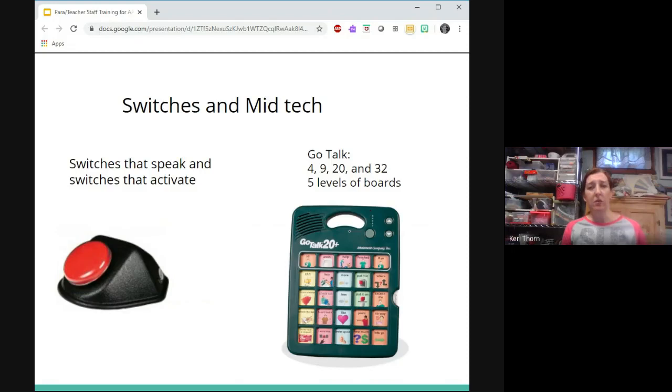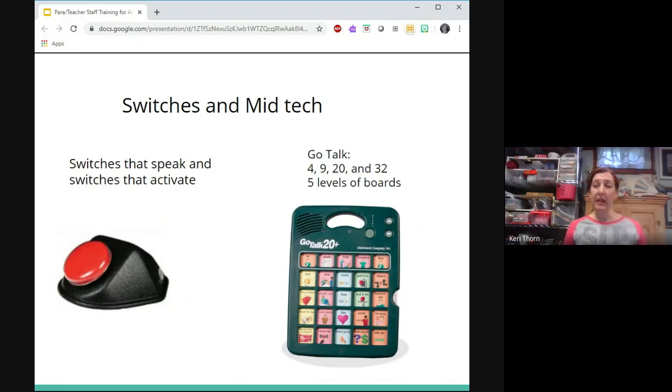Something I also like to do with those devices is I want to go with the smallest button they can do. So I could start with a Go Talk 4 and then say if the lower corner is the button for bathroom. Okay, well, they did that really well. Now I'm going to go to a Go Talk 9. Okay, well, now I have to change where the button is because now I have 9 buttons. So now bathroom is in a different spot. So I'm changing the motor plan on them. And then I go to 20 and I'm doing it again. It's like starting from scratch each time.